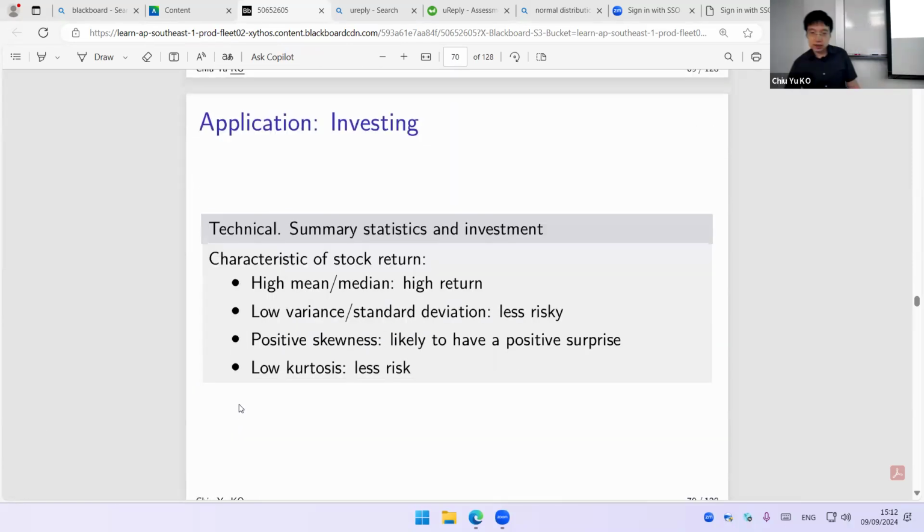As I said, in summary, because people like finance, you want to find a good stock. You want a stock that has high return, so look at the high median or high mean, right? You want low risk, which means a low variance or low SD. You want a positive skewness because you want positive surprise, maybe a high potential growth. You want low kurtosis because kurtosis means extreme risk, right? So that summarizes what we might care about.